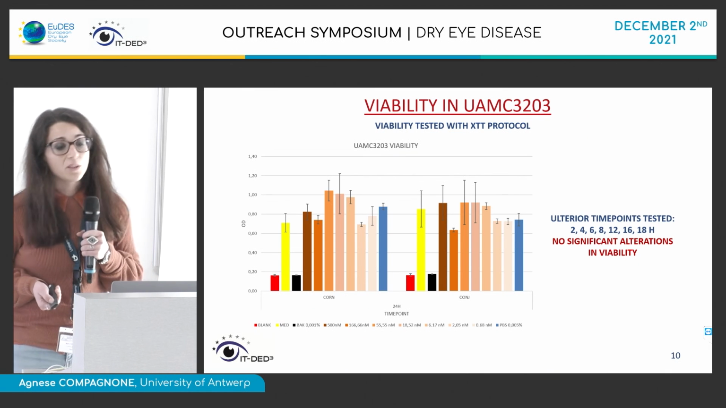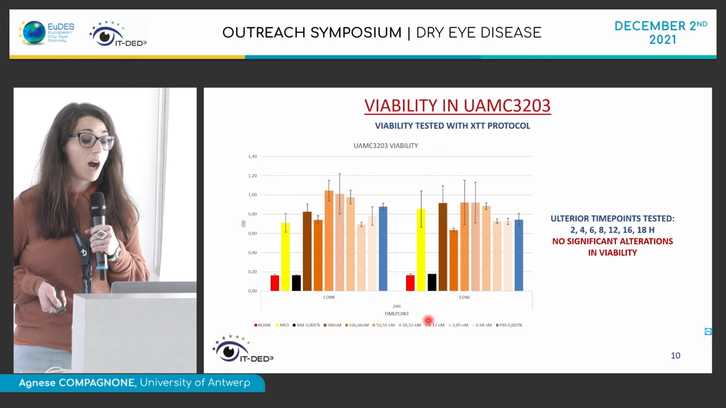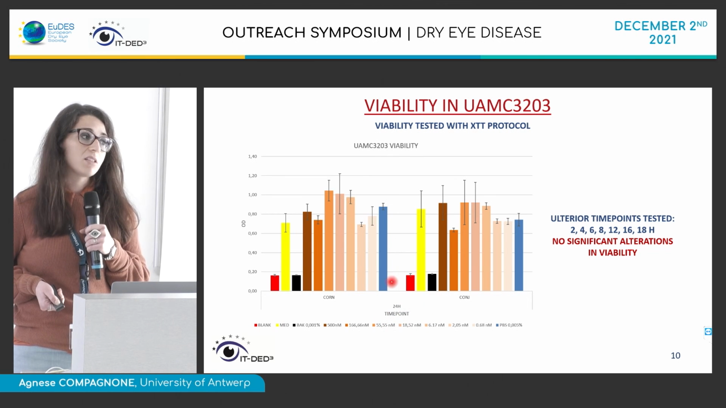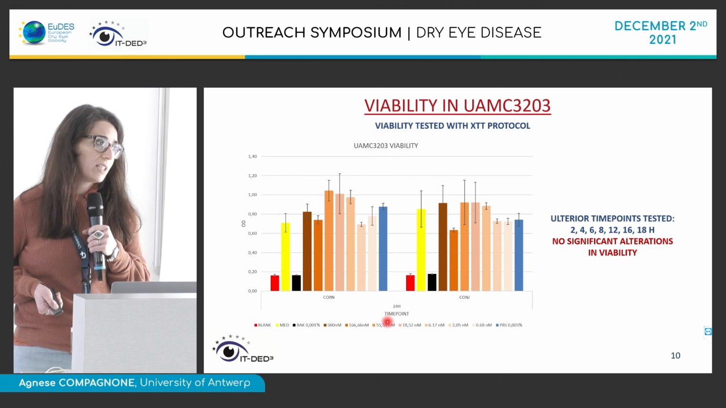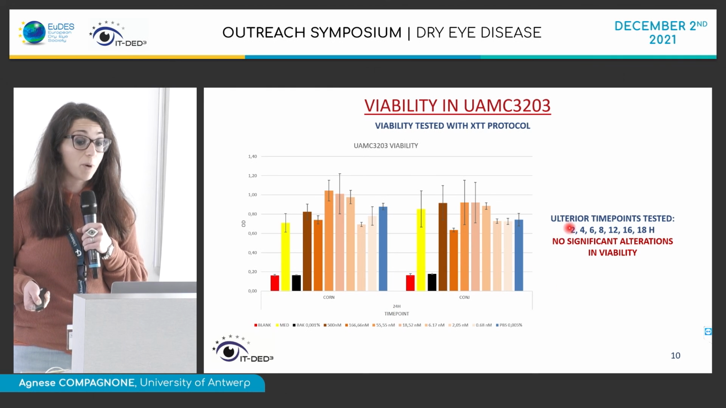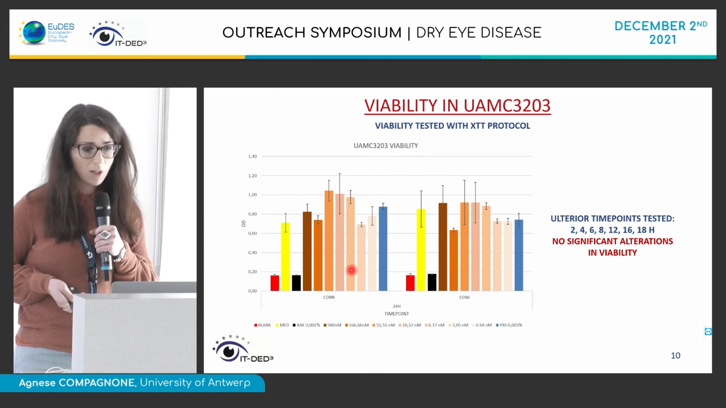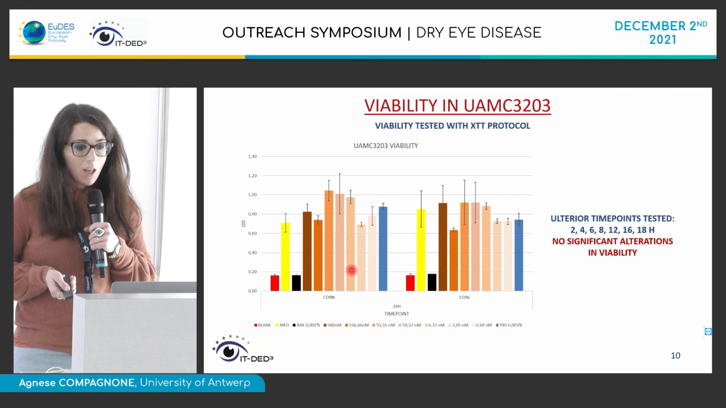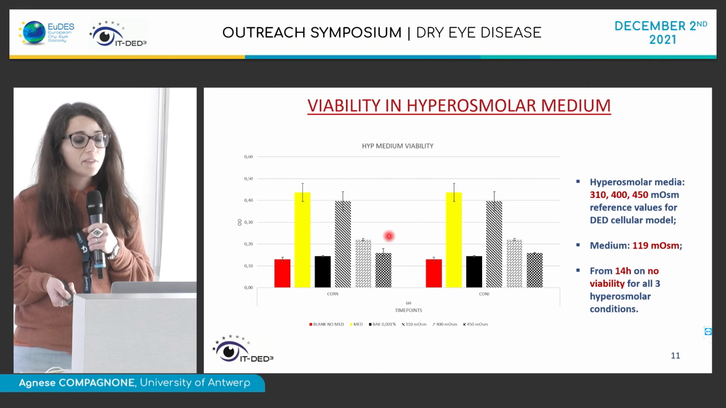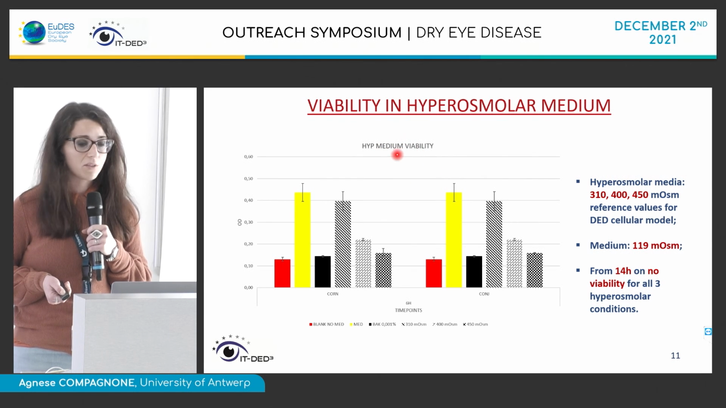So let's start with the viability. The viability was checked, and even at 24 hours, the compound doesn't affect the viability of the cells. The time points tested were from 2 to 18 hours. So the compound doesn't really affect the viability of both cell types. And after this, the viability in hyperosmolar medium was evaluated at the 3 concentrations.